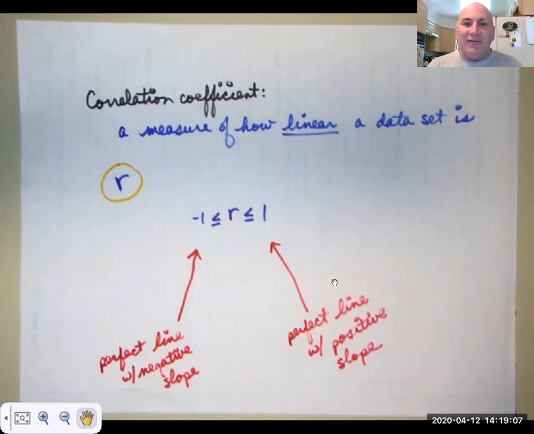And r is a number that varies from -1 to +1. If r, your correlation coefficient, is exactly -1, then your data points are on a line. They are perfectly linear, and that line has a negative slope. If your correlation coefficient is +1, then all of your points are exactly on a line with a positive slope. So your correlation coefficient is going to be some number for every data set, some number between -1 and +1 inclusive.